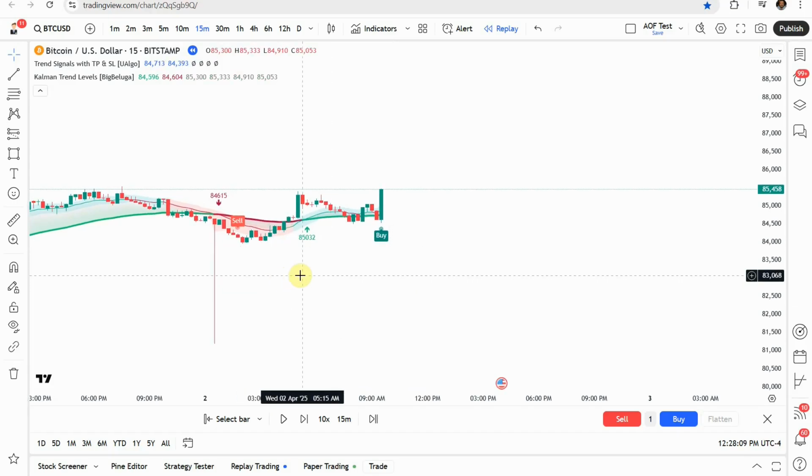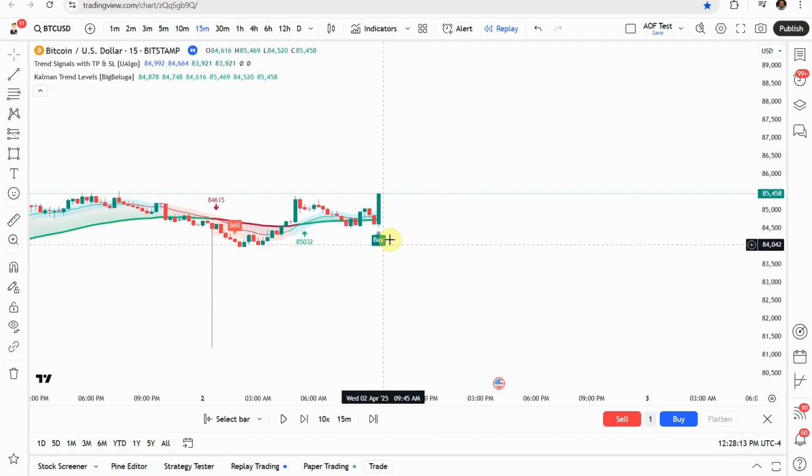Okay, so what we're looking for in a long trade is a buy tag like this here, and that comes from the trend signals indicator. You can see if I toggle that on and off, that is where the buy sell signals come from. And when we get a buy signal like this from the trend signals, what we're going to do is check that the Coleman trend levels is in an uptrend. And the easiest way to do that is to look for these tags right here.